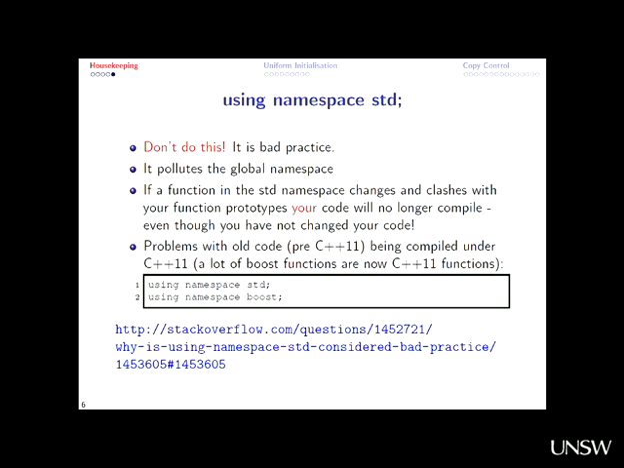This is becoming a big issue as everyone moves towards C++11 and C++14. A lot of old code had these two lines at the top of all the files: using namespace std and using namespace boost. Boost is an extra library that provides a lot of extra C++ stuff. In C++11, they moved a lot of the boost stuff into the standard library, and so lots of old code that had using namespace std and using namespace boost now doesn't compile.